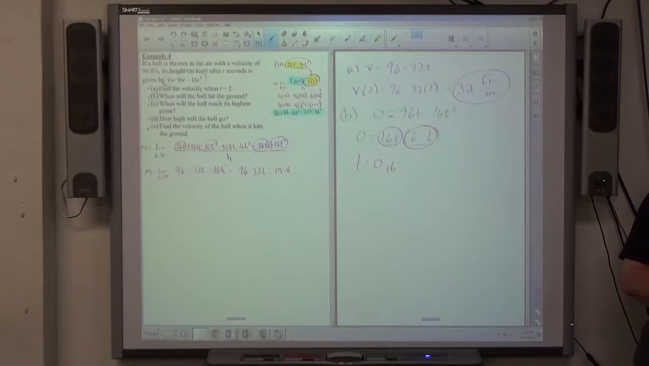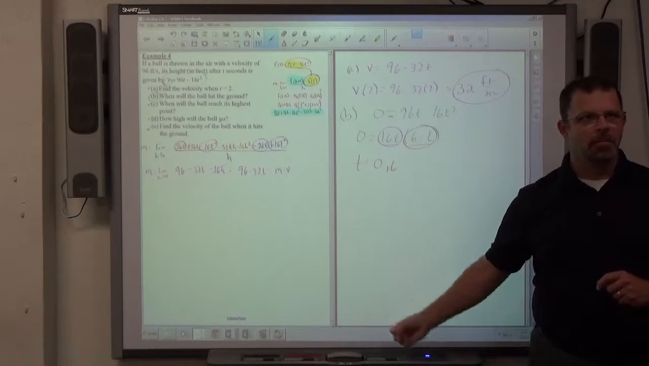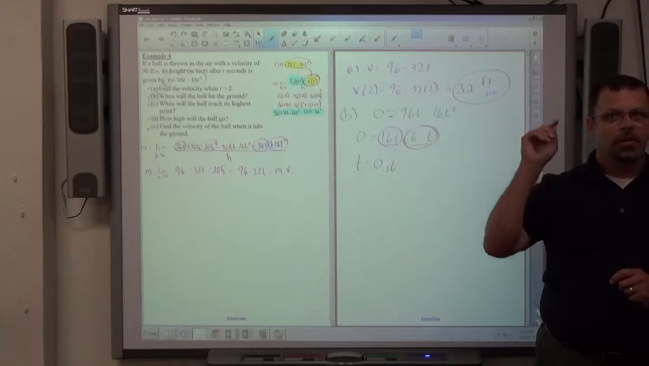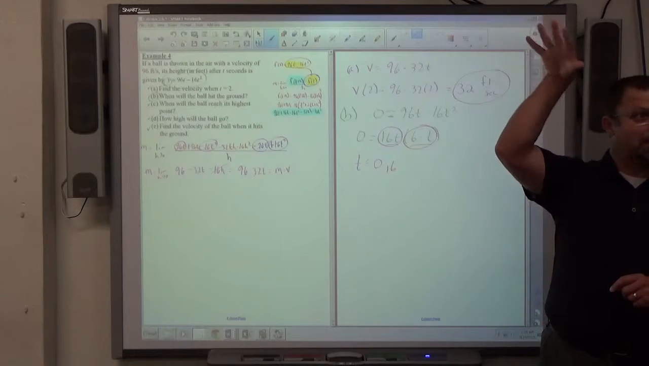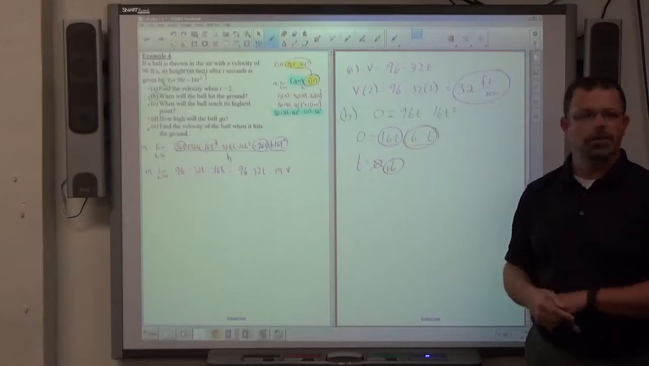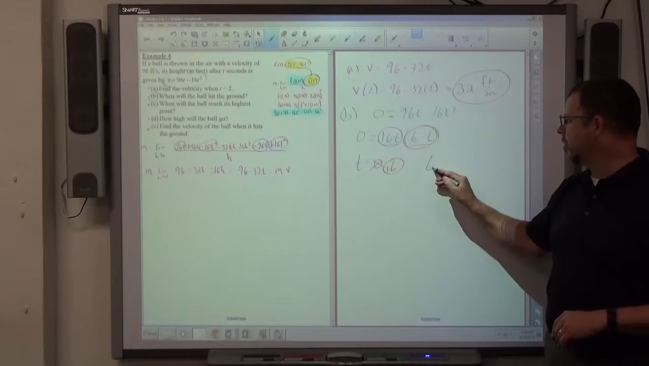Because 0 is when I let go of it, right? That's the beginning of the problem. Then it goes up, stops somewhere, goes down, hits the ground. So the second time is the one where it hits the ground. So 6 seconds is the answer to part B.